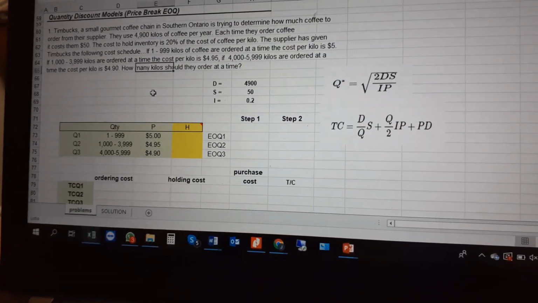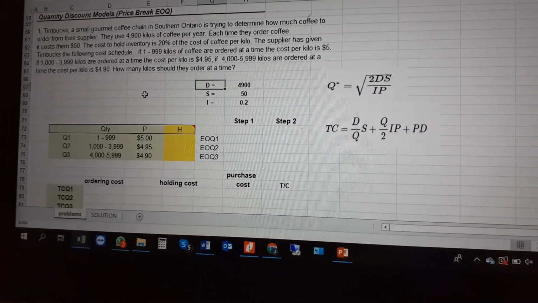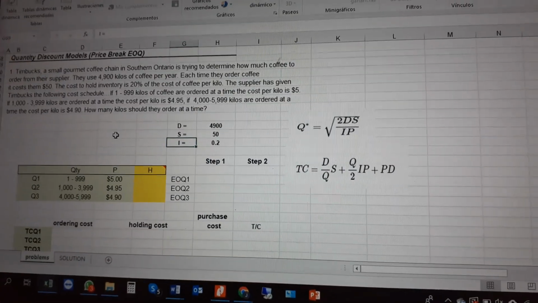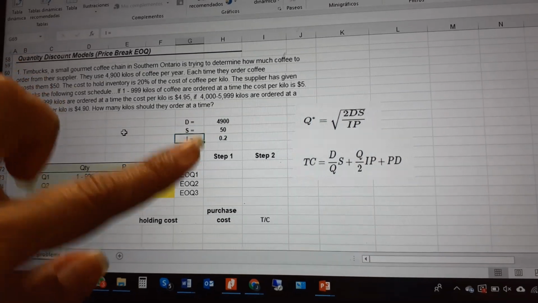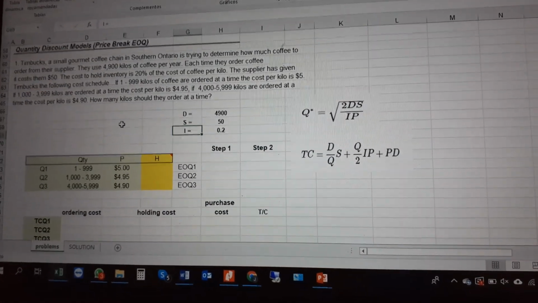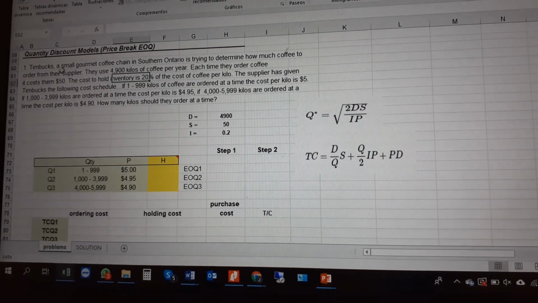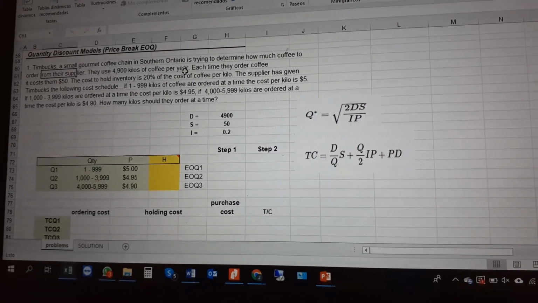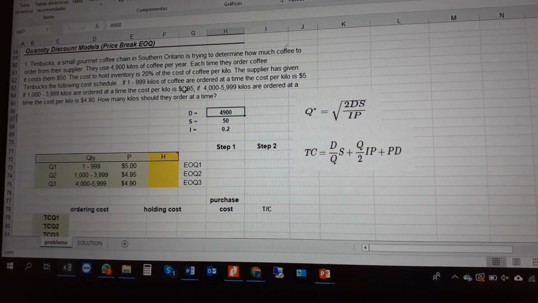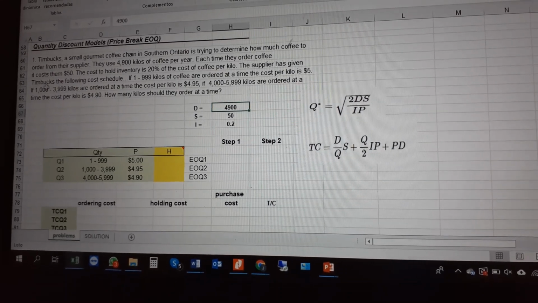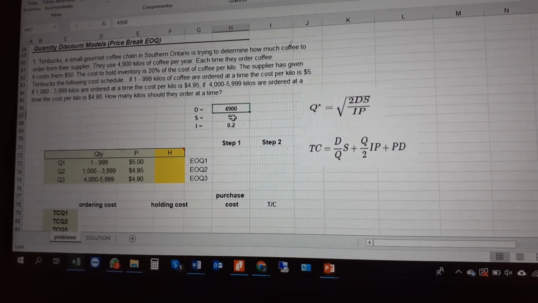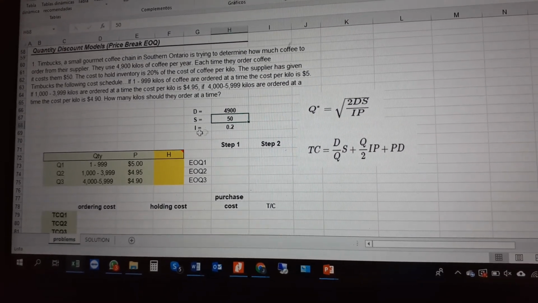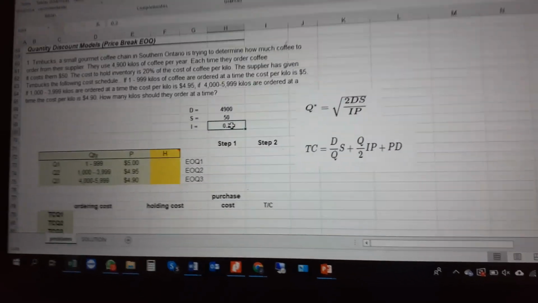In these cases, we are going to need the information of D, which is annual demand, S, which is ordering cost, and I, which is the percentage of holding cost. The exercise gives all this information. For example, if this is a coffee shop and they use 4,900 kilos of coffee per year, this is the annual demand. They also say that each time they order coffee, it costs them 50. 50 is the ordering cost, and the cost to hold inventory is 20, so 20% is the percentage of holding cost.